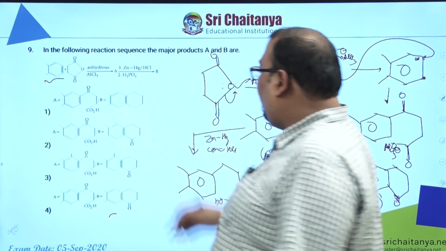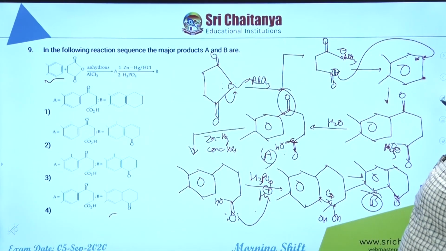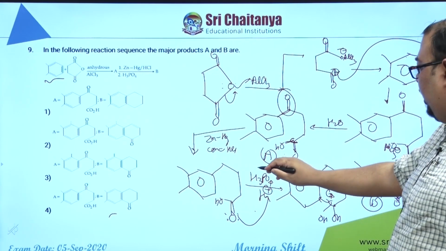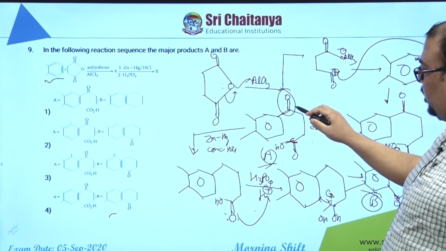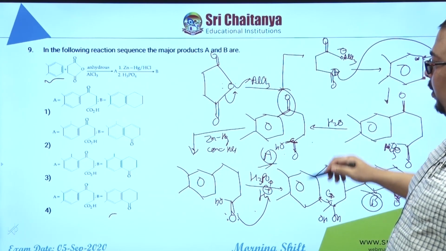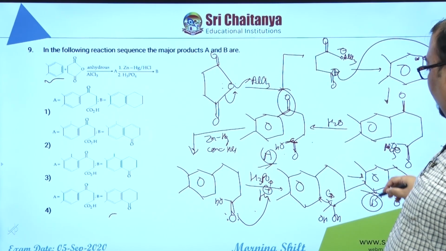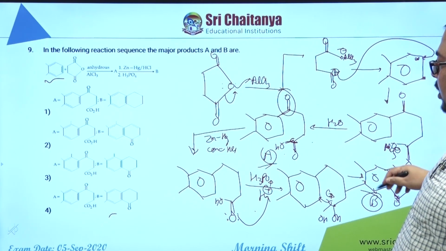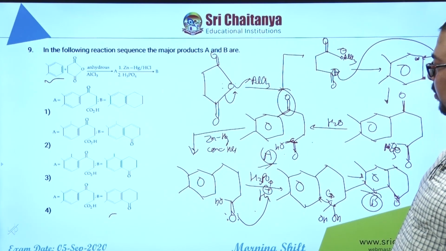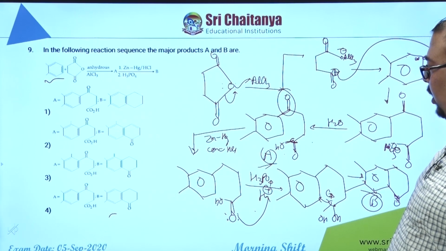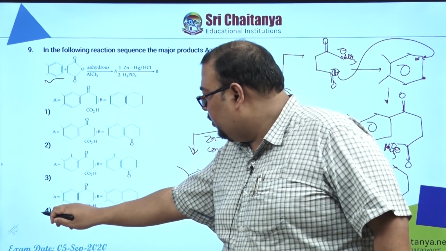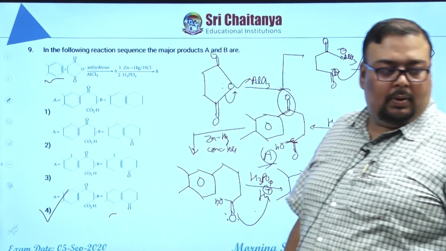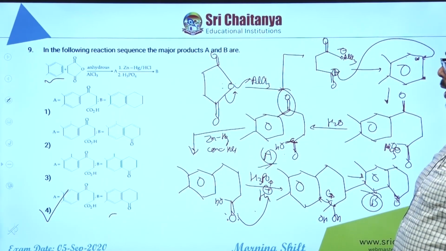So you see our four options. This is my option A, which is having a COOH group and a C double bond O group, and in option B I am only having a complete ring with a C double bond O group. So my correct option is option number 4, based on this.